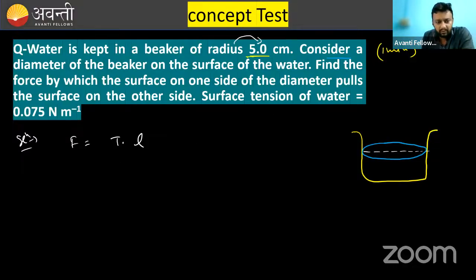This is a very simple question. F is equal to T into L. They have given the surface tension of water as 0.075. So I will place the value: 0.075 into the length, which is the diameter, 2r. Diameter is 10 centimeter, which is 10 into 10 raised to the power minus 2, with centimeter converted into meter. So force is, I think, this will be 10 power minus 1.